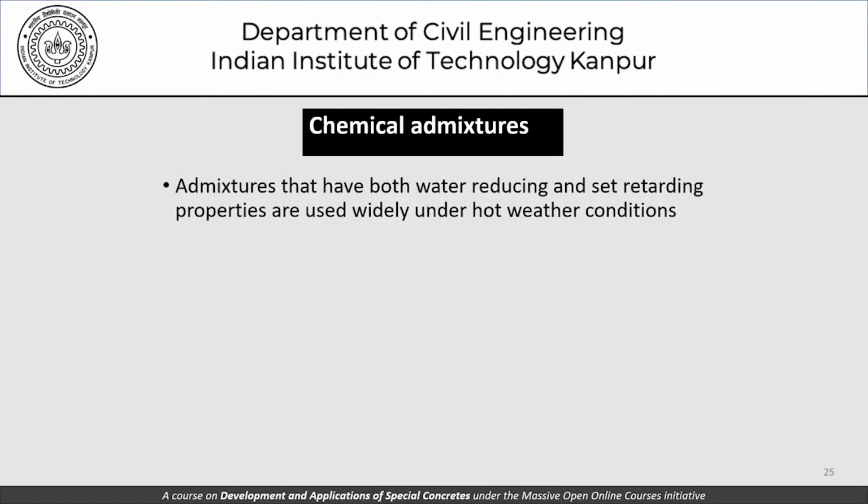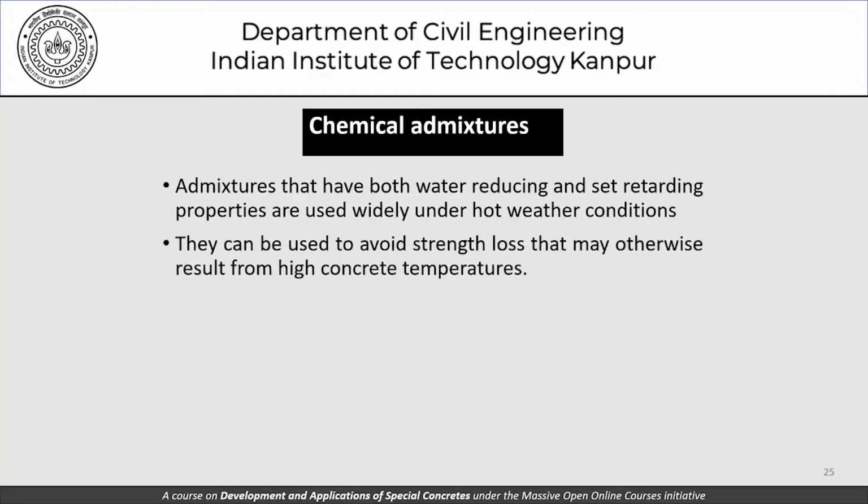As far as chemical admixtures are concerned, admixtures that have both water reducing and set retarding properties are used widely under hot weather conditions. They can be used to avoid strength loss that may otherwise result from high concrete temperatures.